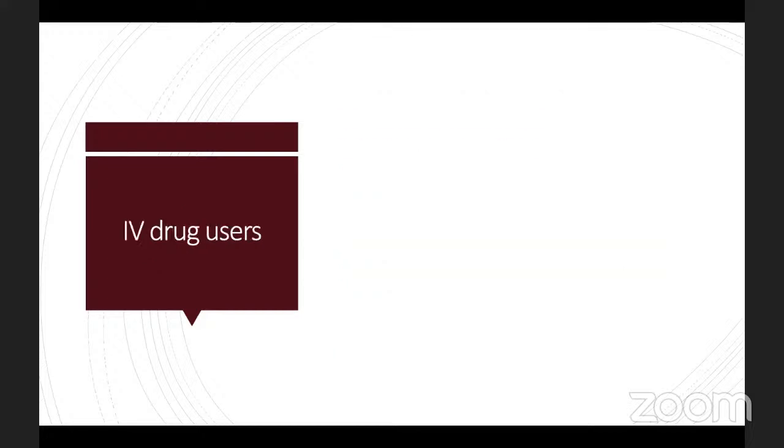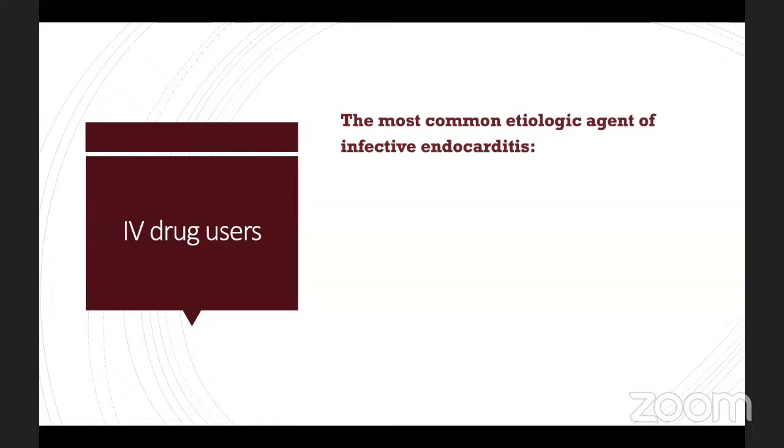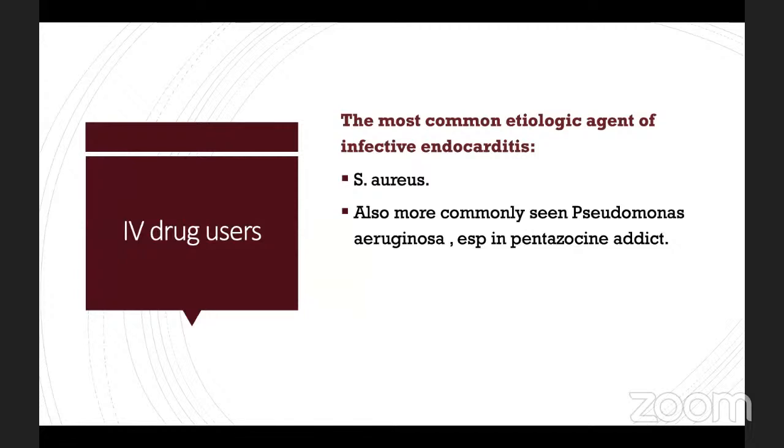In an IV drug user, the most common etiologic agent of infective endocarditis is Staphylococcus aureus. Pseudomonas aeruginosa is also more commonly seen, especially if the drug abuser is using pentazocine. If the drug abuse is with heroin, have a high suspicion of Candida infection.